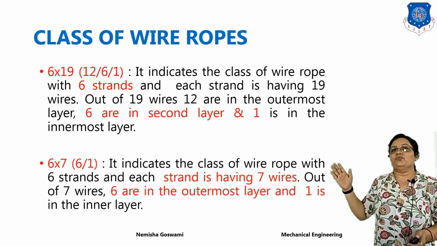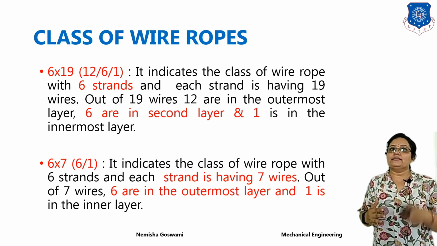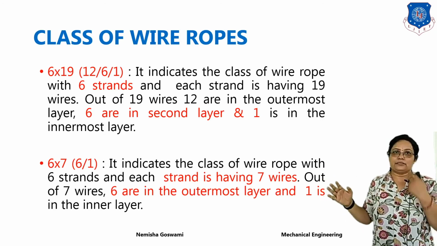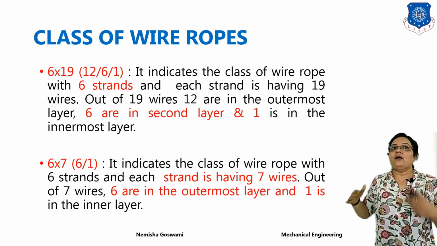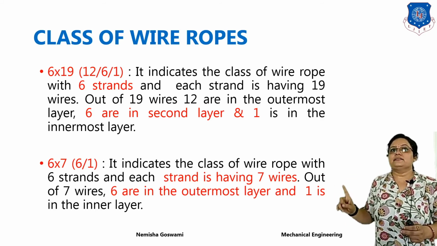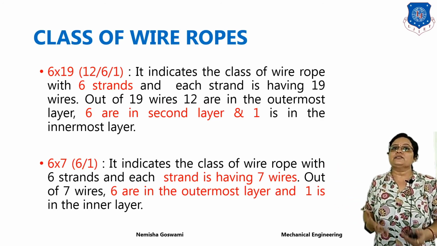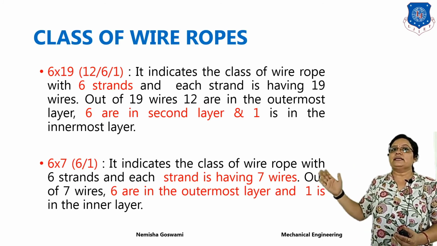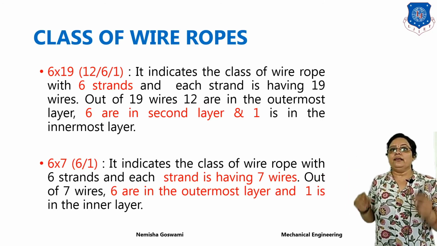Next example is 6 into 19. So 6 indicates here the number of strands and 19 is the number of wires in one strand. So again you can see here 12, 6, 1. So what is the indication of this 12, 6, 1? It indicates that 12 wires are in the outermost layer, 6 are in the second layer, and 1 wire is in your innermost layer. Similarly 6 into 7. So 6 again here indicates your number of strands. 7 again classifies as 6 and 1. So 6 wires will be in the outermost layer and 1 wire will be in the innermost layer.